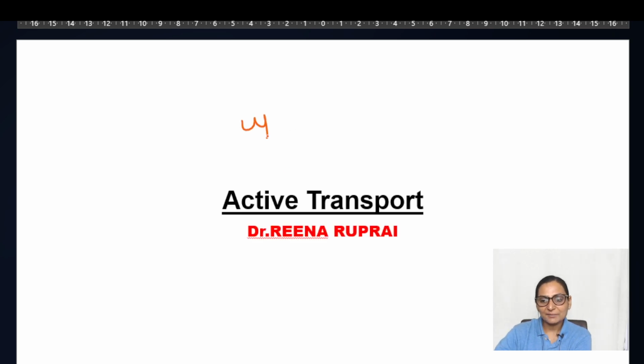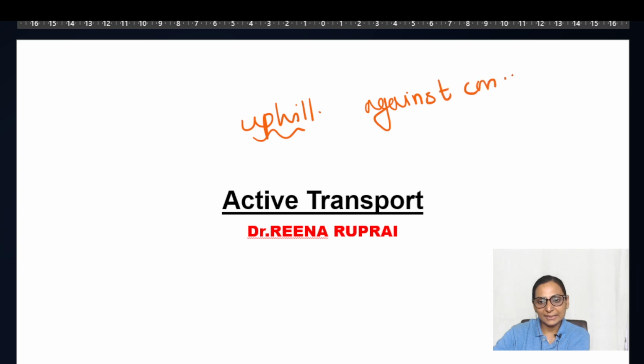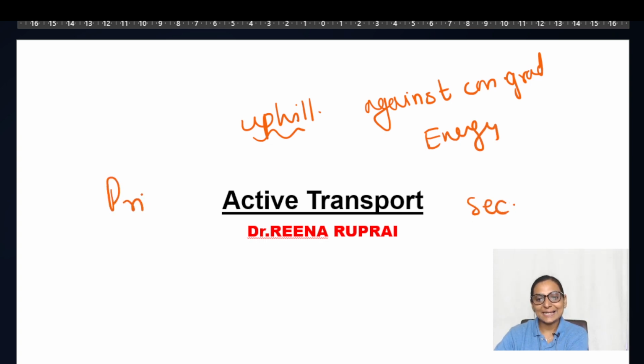The topic today will be active transport. You know that active is active because it is uphill. That means it is against the concentration gradient and it is using energy, and it is of two types, primary active and secondary active. But today we are going to focus only on primary active, and we will be learning primary active transport through the sodium potassium ATPase pump.